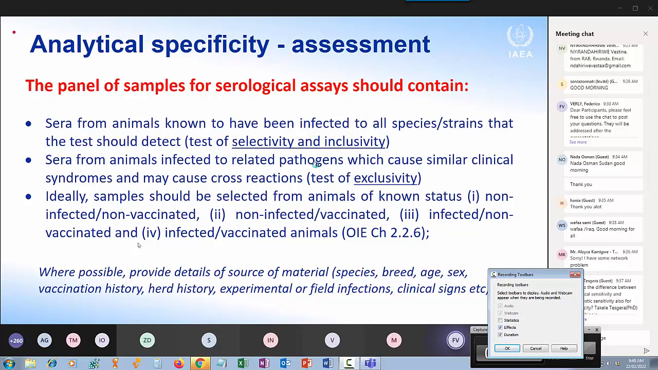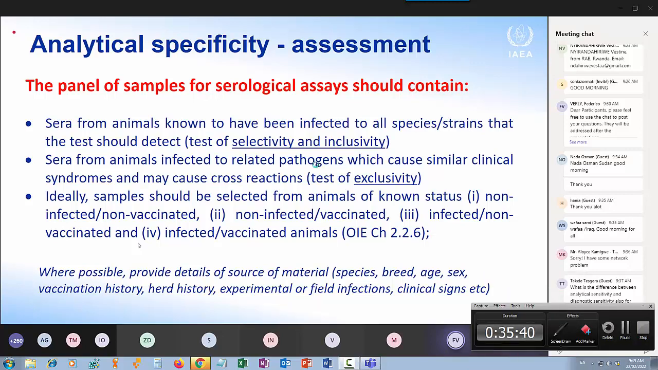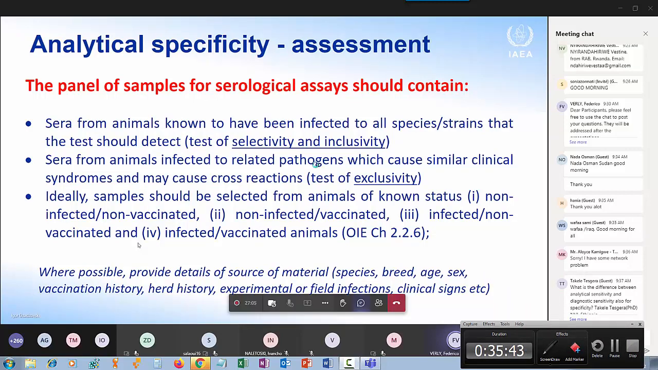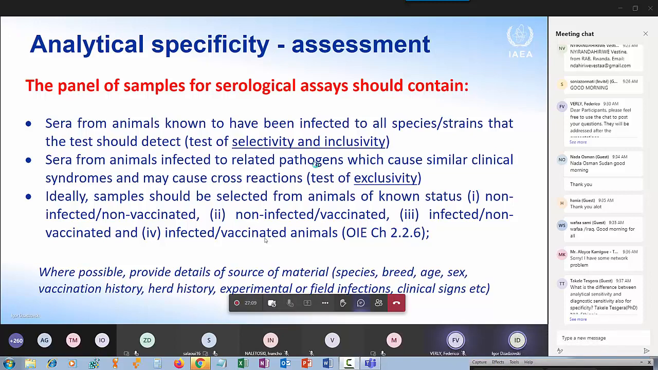Ideally, samples should be selected from animals of known status, as we said previously, the reference animals, and these reference animals can be non-infected and non-vaccinated animals, so the negative animals, non-infected but vaccinated animals, infected non-vaccinated, and infected and vaccinated animals. So wherever possible, we should provide in our verification and validation reports the details of the source of material, like blood species, the breed, the age, the sex, vaccination history, the herd history, experimental or field infections, clinical signs if present, and other parameters.